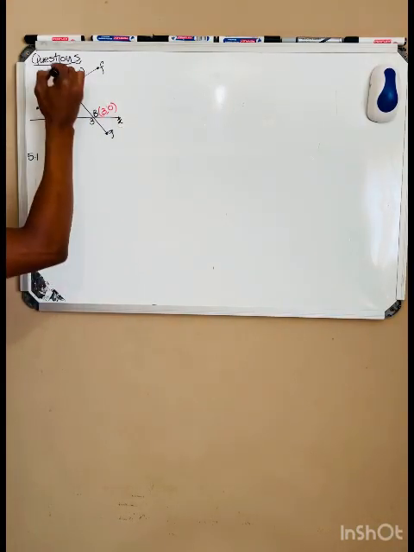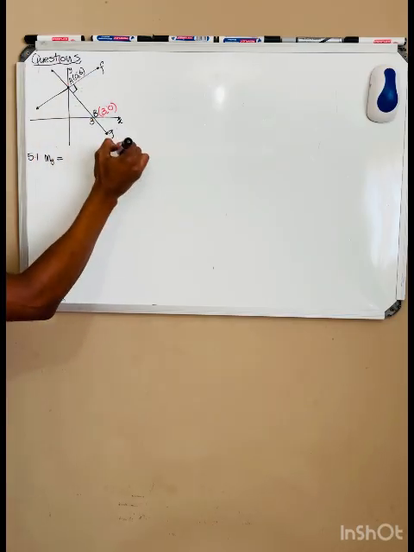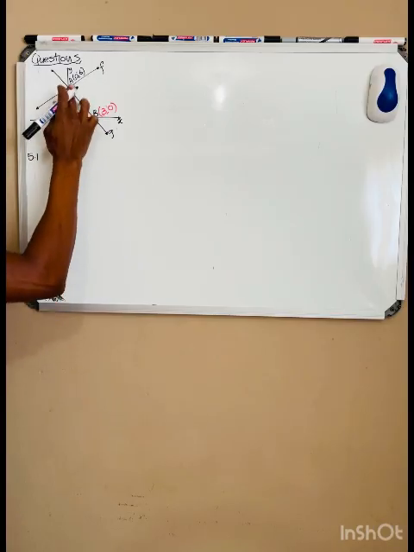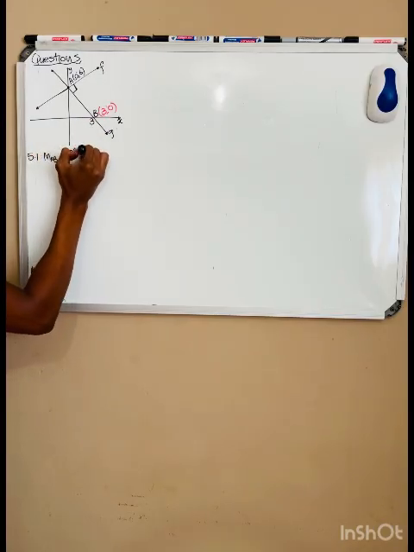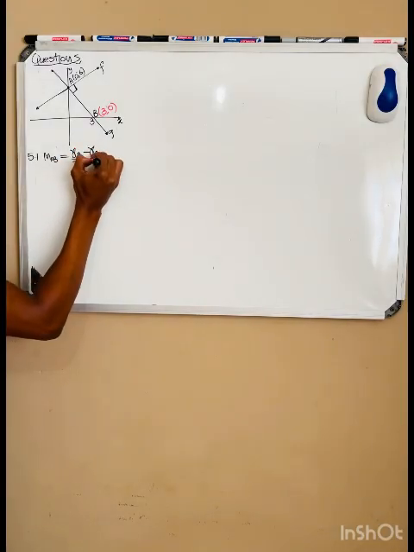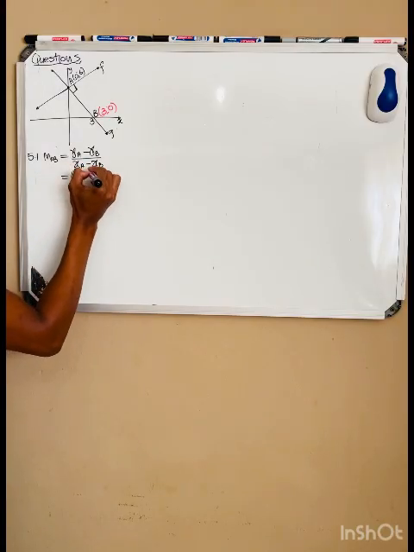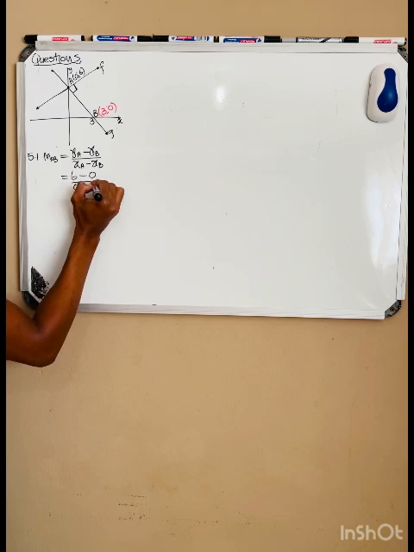So let's calculate the gradient of g. I'll say mg for the gradient of this line, or the gradient of line AB, because it's A and B. So the gradient of AB equals the y value at A minus the y value at B, all over the x value at A minus the x value at B, which is nothing but the y value at A, it's 6, minus 0 at B, all over 0 minus 3.